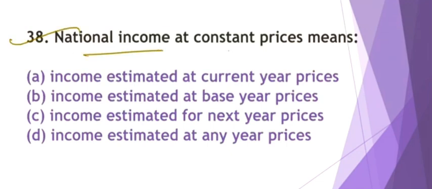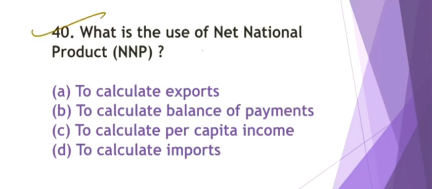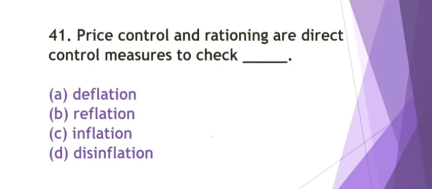38. National income at constant prices means option number B, income estimated at base year prices. 39. Which cost is considered for calculating the national income in India? Option number B, factor cost. 40. What is the use of net national product? Option number C, to calculate per capita income.